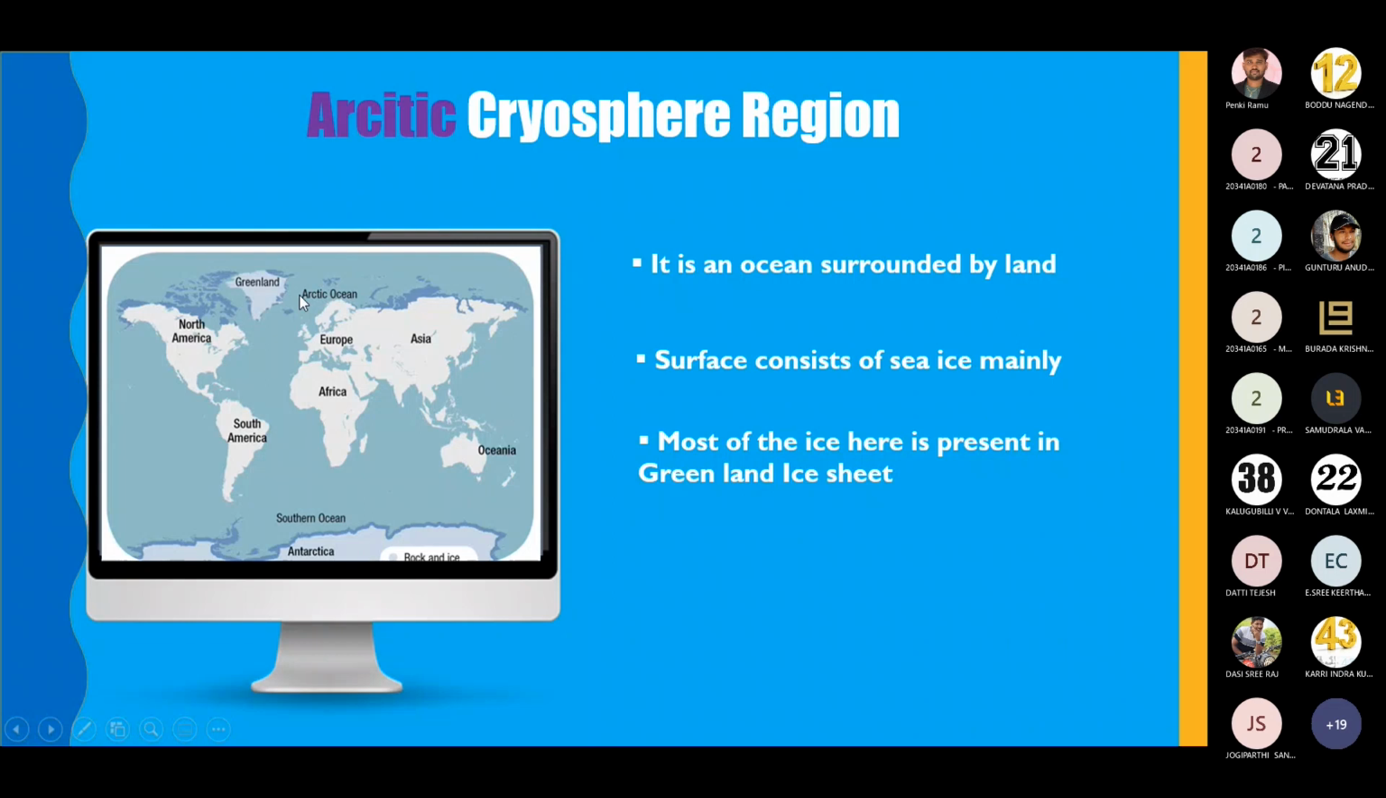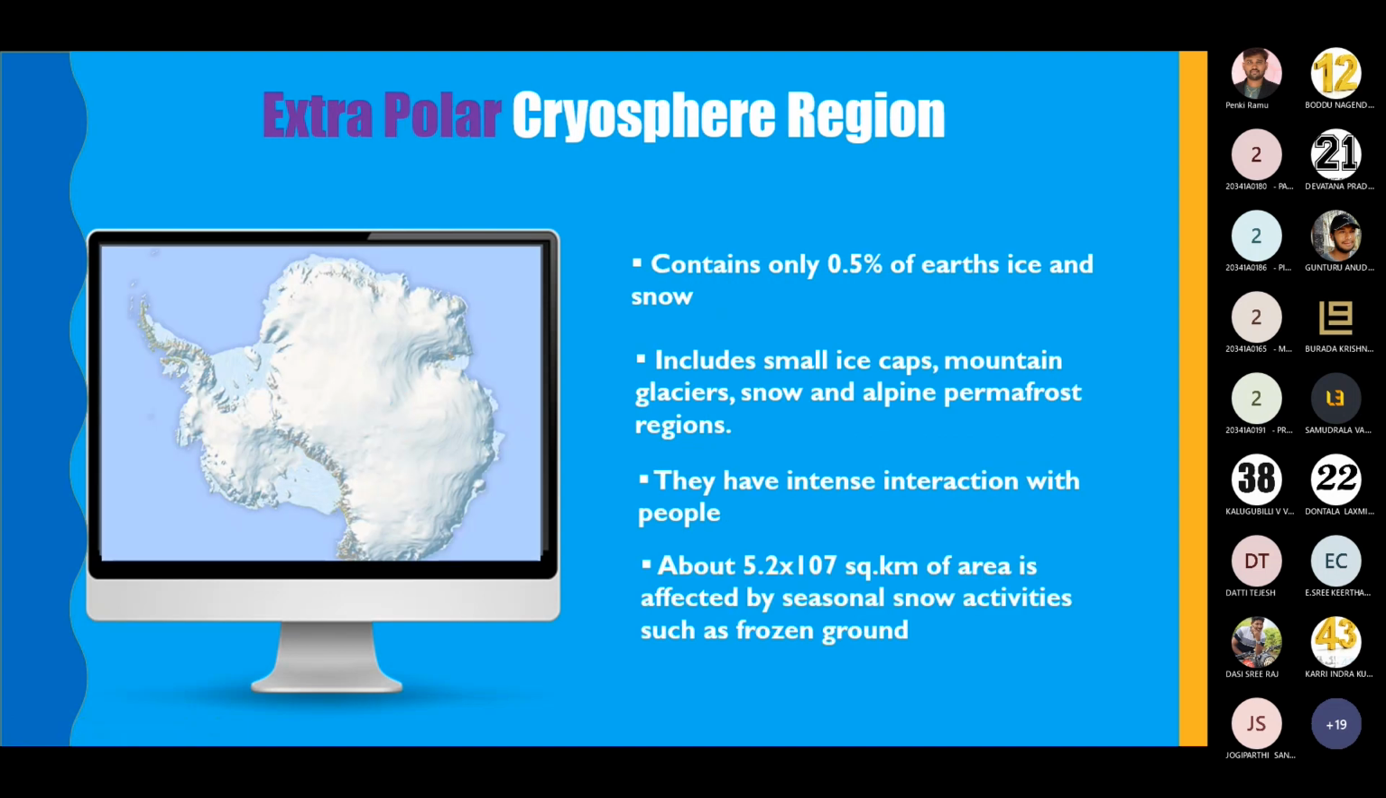Here the Arctic Ocean is present in the upper location. Parts of this Arctic Ocean are frozen, and it forms the Arctic cryosphere region. And in the downward region, here we have Antarctica, which is also a frozen component. So next is the extrapolar cryosphere region.